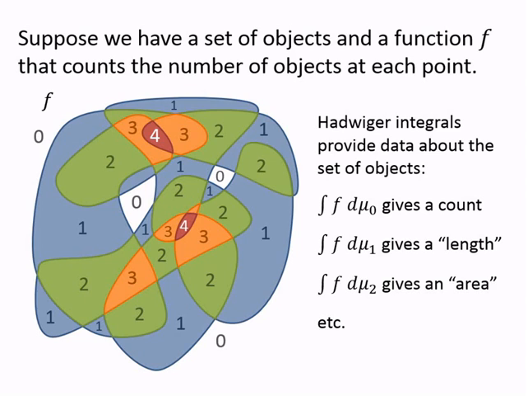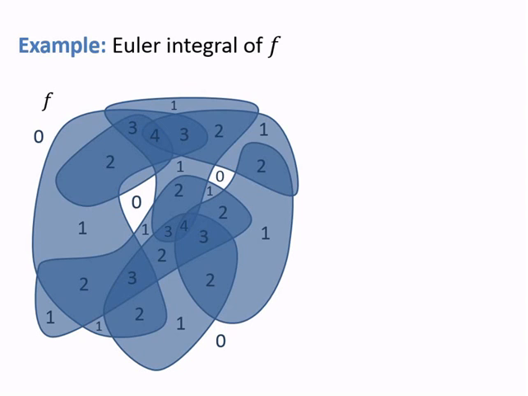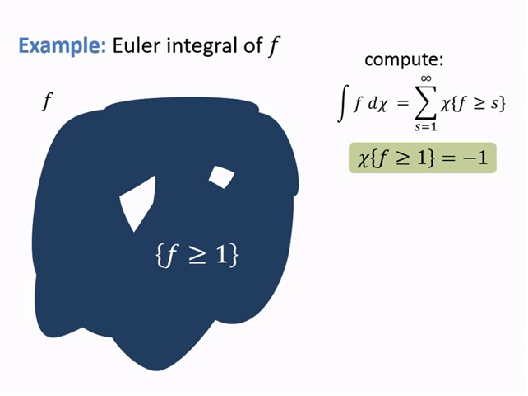And in fact, I don't have to think about upper or lower here because my function is integer valued, which is nice. So let's look at an example. The Euler integral of f, I can compute it in this way. This is very similar to what I had before, so I just have to know the Euler characteristic of the set on which the function is at least 1. It's minus 1. This is one connected closed set with two holes. 1 minus 2, that's one way of computing the Euler characteristic.